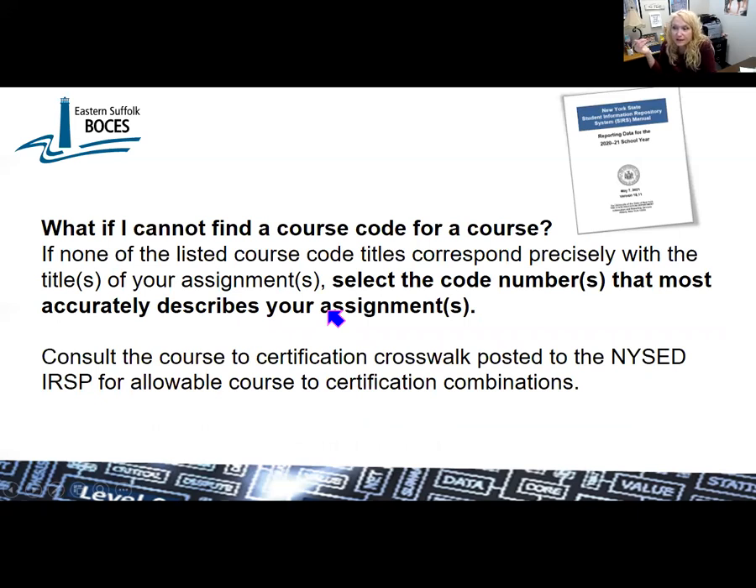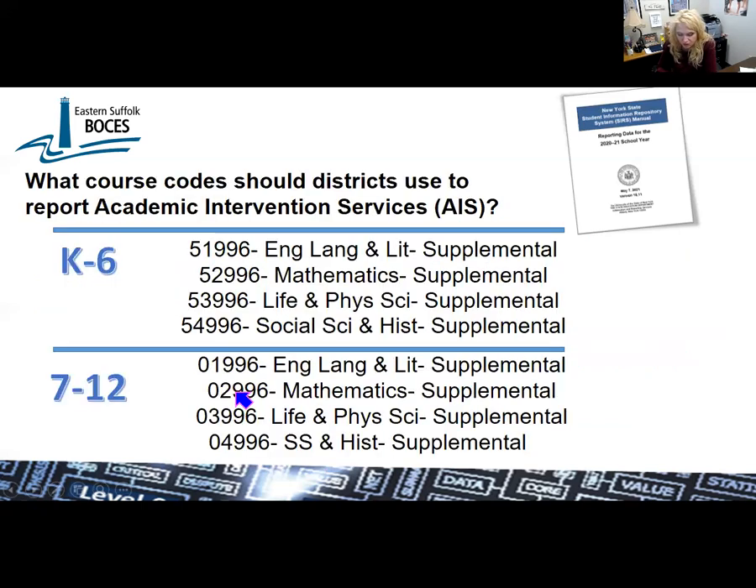So again, if you can't find a specific class, find a title for a class in the state catalog that closely represents the instruction that's being done. Let's see, there is a crosswalk on the IRSP, the Information Reporting Services portal of nysed.gov, right, the business portal, that can help you. We actually have it on our website. I'm going to show you that one too. I don't want to forget crosswalk and L2.